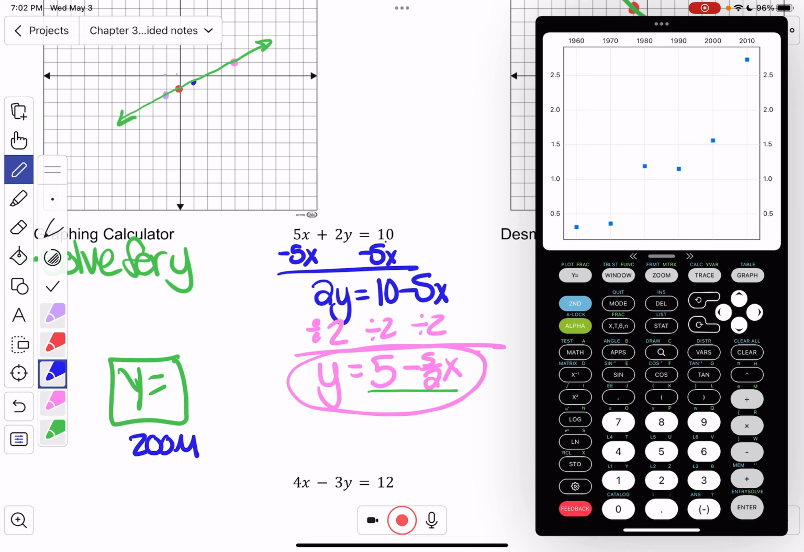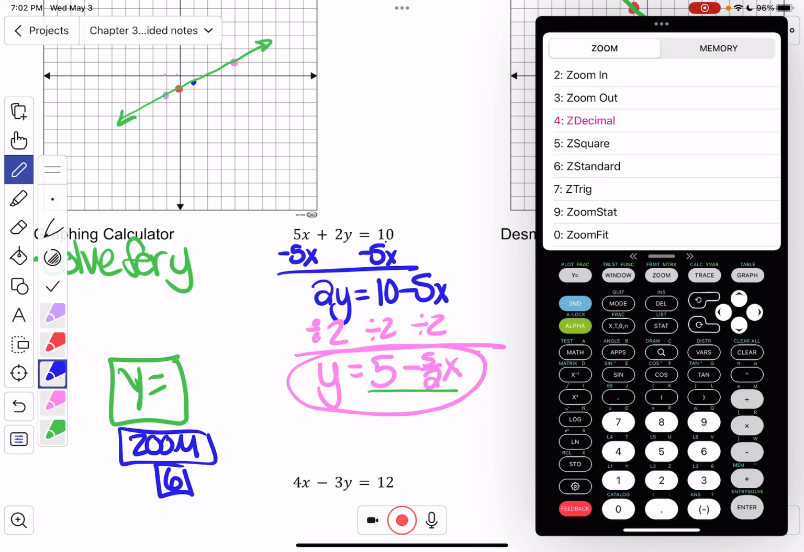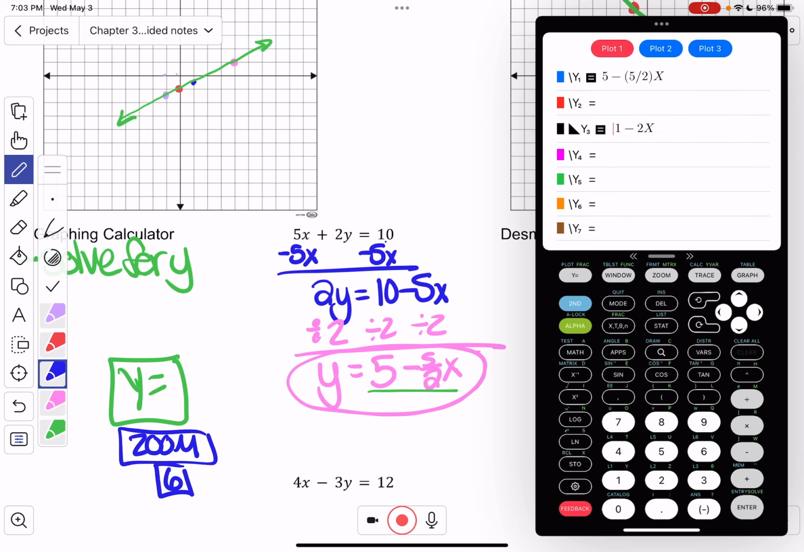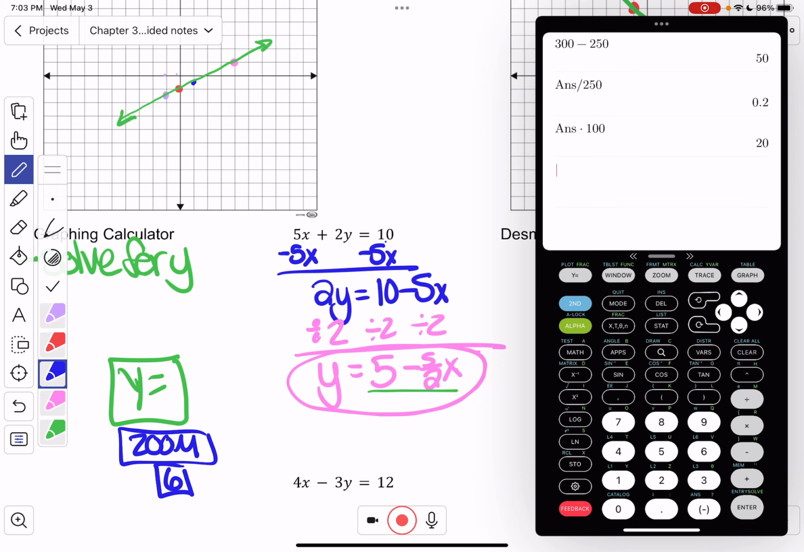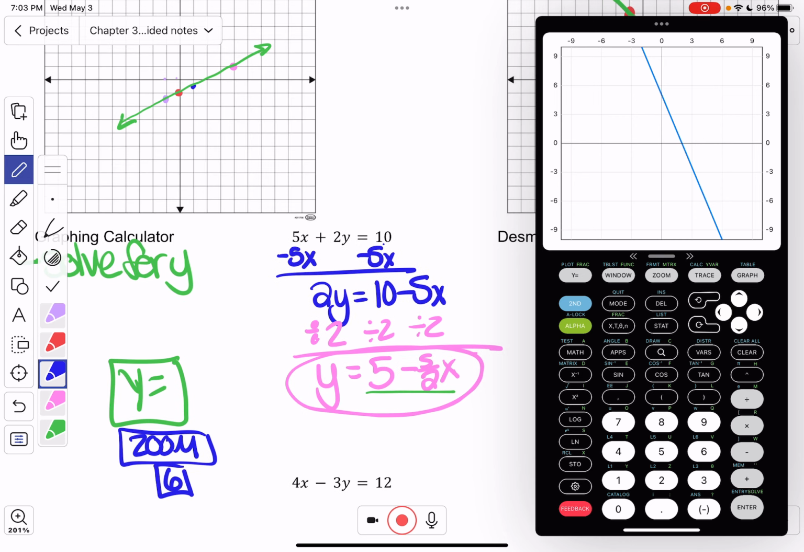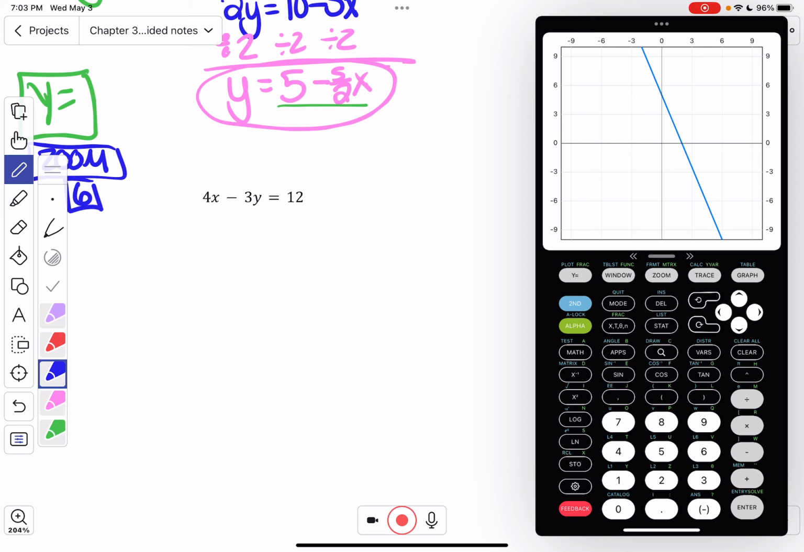If I want to zoom to a standard 10 by 10 window, I'm going to hit the zoom button and I'm going to choose 6 for zoom standard. That brings us to the 10 by 10 window. And there I have that line. So there's lots of different ways that you can do that. You try this other one. Pause the video, check it out, see how you do.